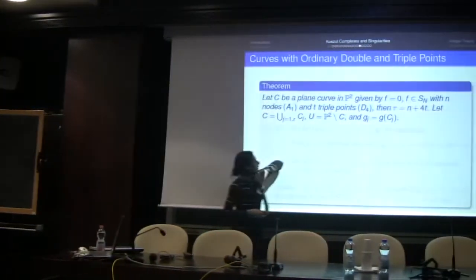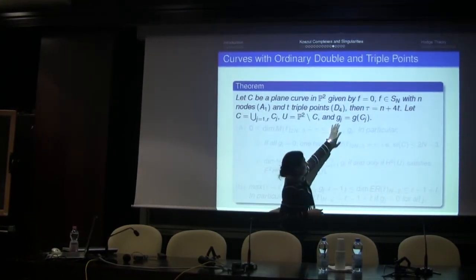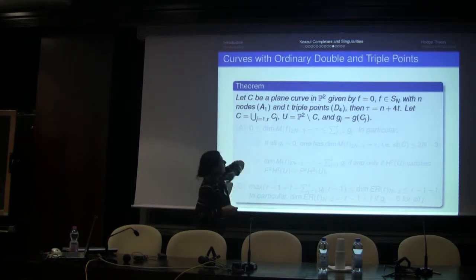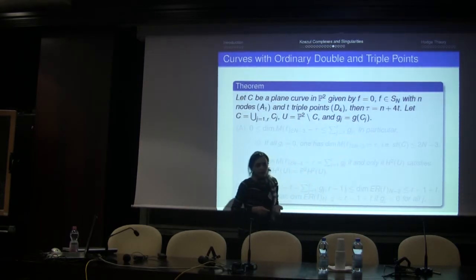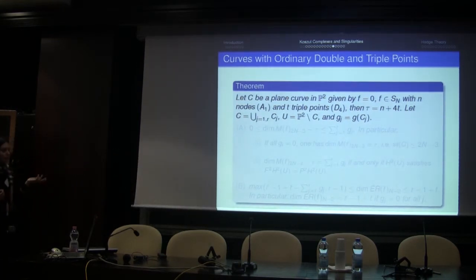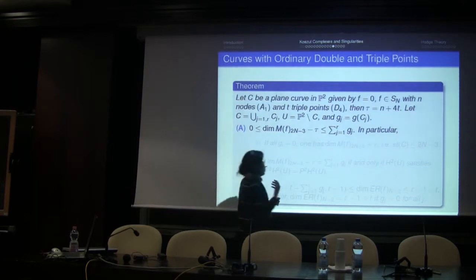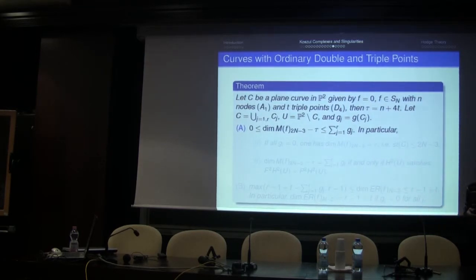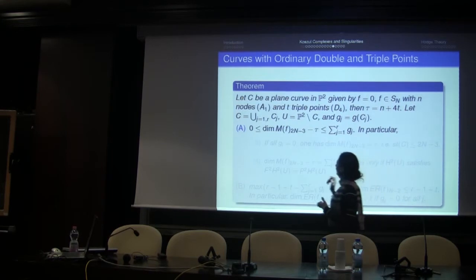So we consider C equal to the union of the C_j, the irreducible components. We take the projective complement of C, and we take the genera of the irreducible components. So we have t triple points and n nodes. So the total Tjurina number will be n, the number of nodes times 1, which is the Tjurina number of a node, plus 4, which is the Tjurina number of triple points, times t, the number of triple points. And we proved that the dimension of M(f) in degree 2n minus 3 minus tau is between 0 and the sum of the genera. So I repeat, in the second case, we have equality here, while in this case we cannot always have equality. We have equality in some cases, and we will see why.